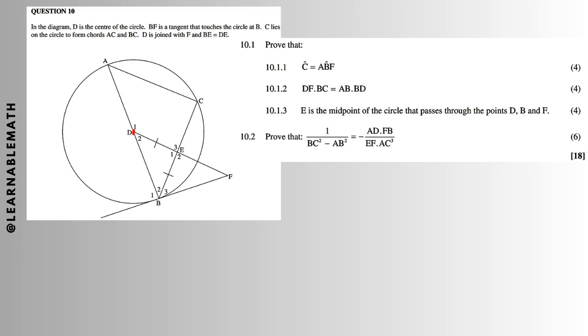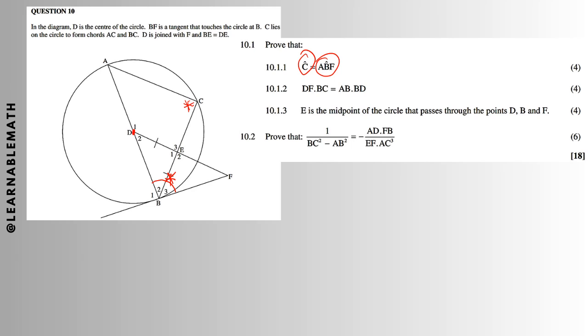Okay, so 10.1 says prove that angle C equals angle ABF. Where is angle C? Here's angle C, and here we have angle ABF, right? So prove that they are equal. How do I prove that angles are equal? Always, guys, if you have to prove that these two angles are equal, you check what the first angle equals, then you check what the second angle equals. Then you find they're equal to the same thing, so you can conclude they're equal because both of them are equal to the same thing.